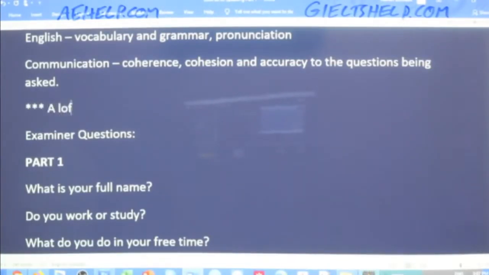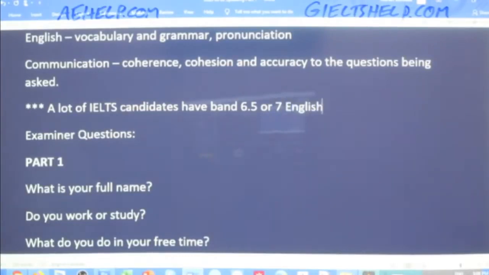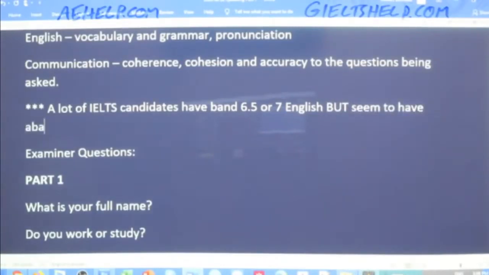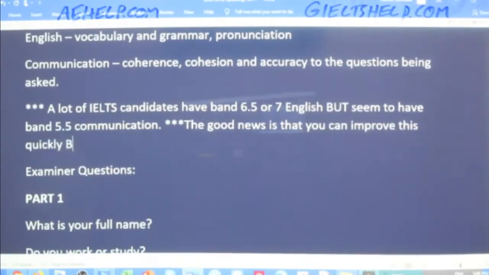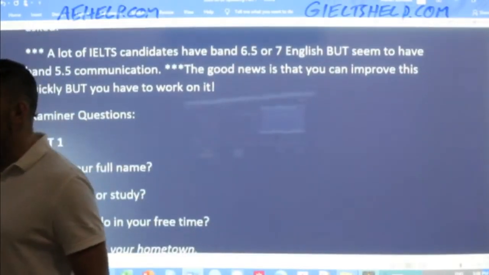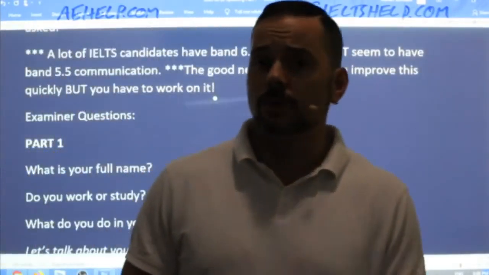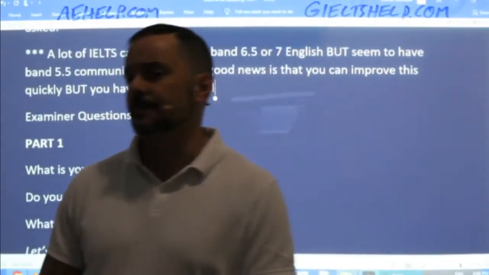So, a lot of IELTS candidates have band 6.5 or 7 English. It means that you have great grammar and vocabulary, but seem to have a band 5.5 communication. So, the good news, just being critical here, is that you can improve this quickly, but you have to work on it. So you have to tackle it and you have to work on it. All right, and we're going to do that today, and I'm going to give you some more tips on how to do that effectively, efficiently as we go along.